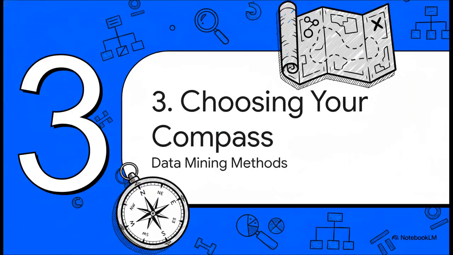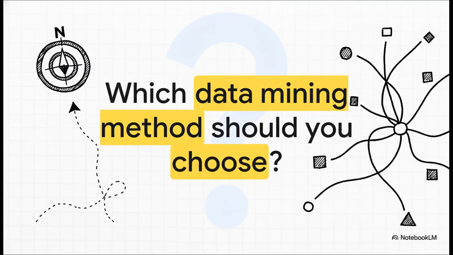Okay, awesome. You've got your map, the SEMMA process. But think about it. A map only shows you the terrain, right? You still need something to tell you which direction to head in. You need a compass. And in data mining, your compass is the method you choose to use. So, where do you point that compass? This is a really big moment, because this is where you have to make a fundamental choice about what you're actually trying to do. Are you trying to predict a very specific outcome, or are you just kind of exploring the data to see what interesting structures pop out?